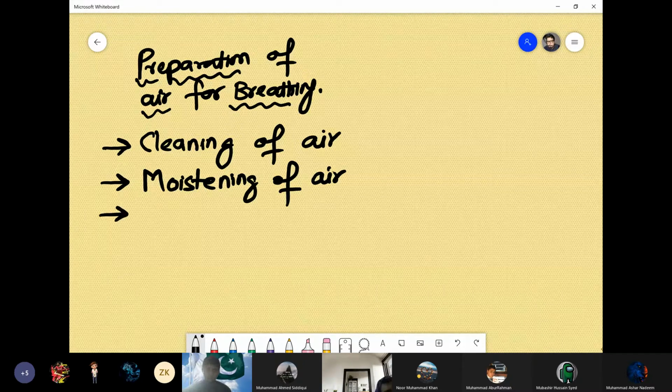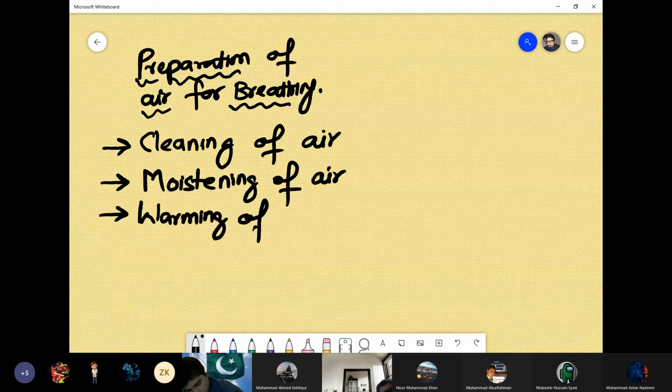And then the next step is the warming of the air. Whether it is winter season or summer season, in winter the temperature is obviously low, below our body temperature. When the air enters inside our body, the temperature must be maintained at our body temperature, so at that time the air will be warmed.